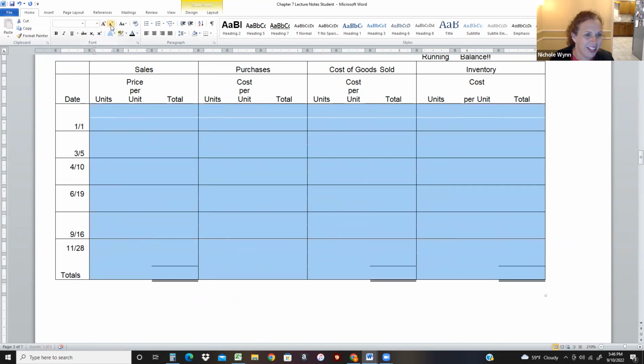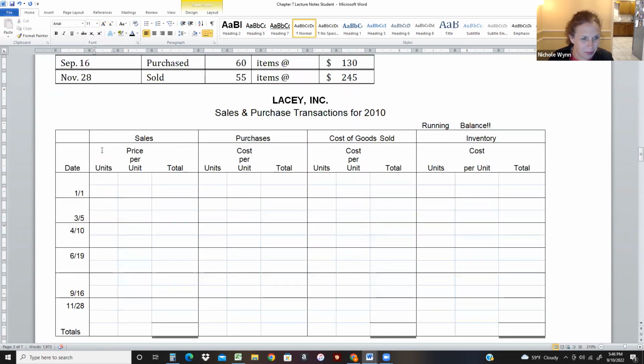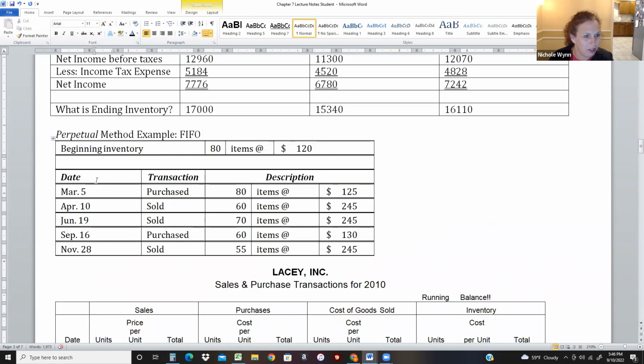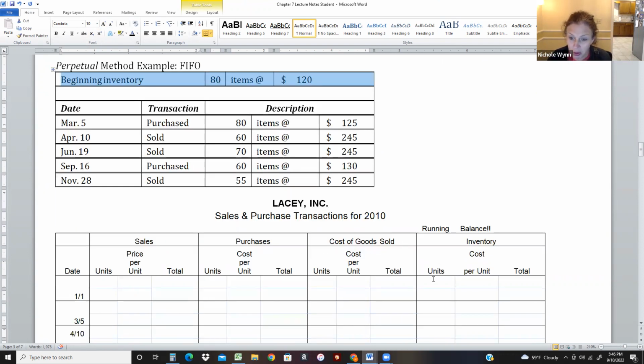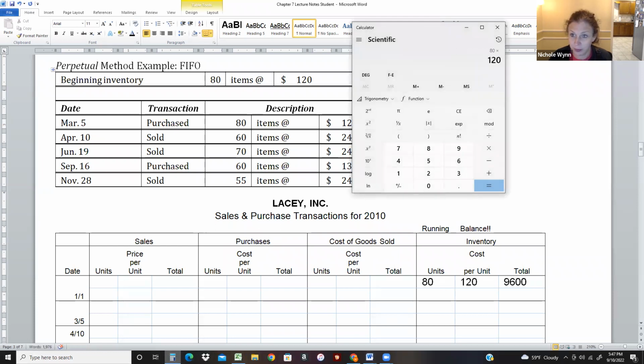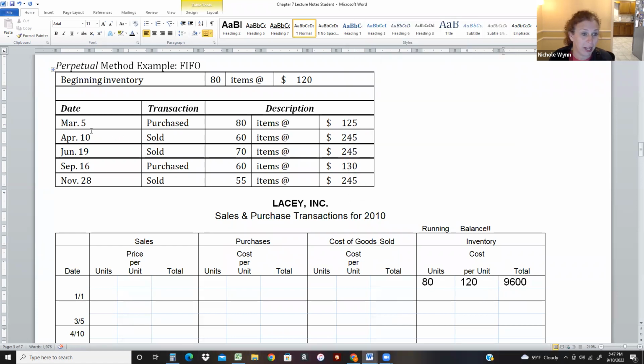Okay. So let's go ahead and compute these. We are going to start on January 1. On January 1, when I got to work that day, I opened up the doors to my business. I had 80 units at 120. So I'm going to come over to my inventory balance, and I have 80 at 120. 80 times 120 is 9,600. So that's where the 9,600 comes from. On that day, that's what I have for inventory.